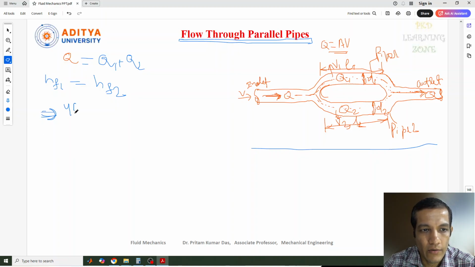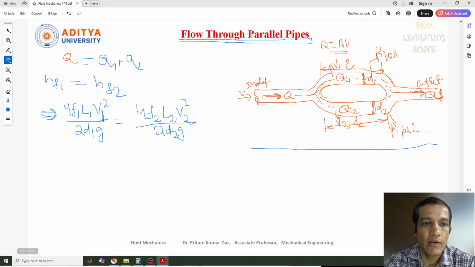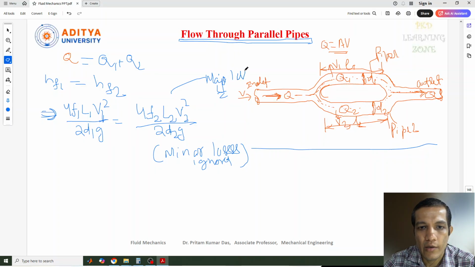That is nothing but 4F1 L1 V1 square divided by 2 D1 G, equal to 4F2 L2 V2 square by 2 D2 G. Now here minor losses are ignored or not taken. So this is about the major losses, or the head loss due to friction. This is the major loss concept.